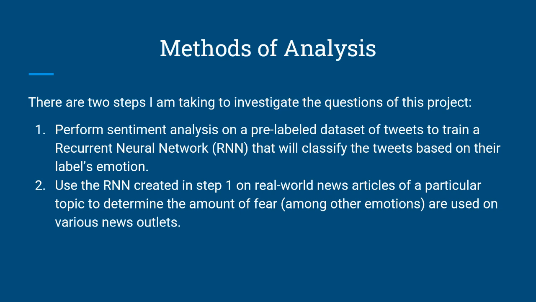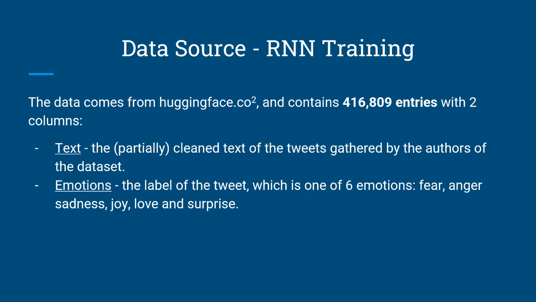To answer these questions, I'm going to be taking a two-step approach to quantify the levels of fear being used. To start, I will build a recurrent neural network, or RNN, to classify tweets based on their given and labeled emotion. Next, once the model is built and performing at a decent accuracy, I'll use it to classify real-world news articles that are being scraped from the web to determine the amount of fear and other emotions that are being used. Now let's take a look at the dataset I will be using in step 1 of my analysis.